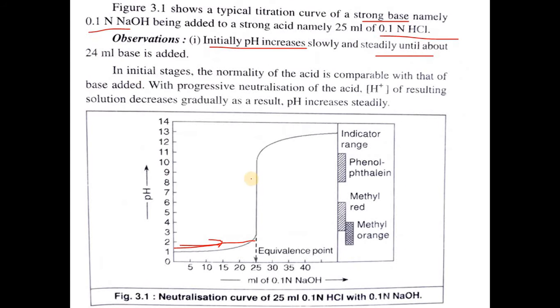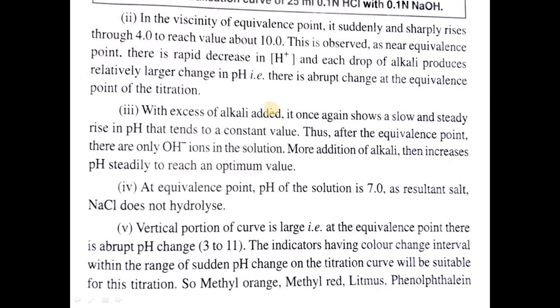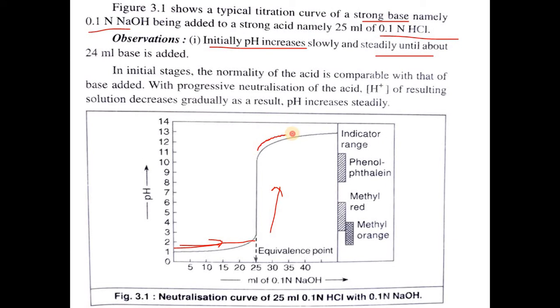But at a certain point, the sharp rise or equivalence point occurs. In this diagram, at near about 4 to 10, there is a sharp rise in the curve. Here there is a rapid decrease in H+ ions, because when NaOH is continuously added into HCl, all H+ ions from HCl vanish. That point is the equivalence point. But when we add excess alkali, the concentration of OH- ion increases, and due to this the curve again steepens.